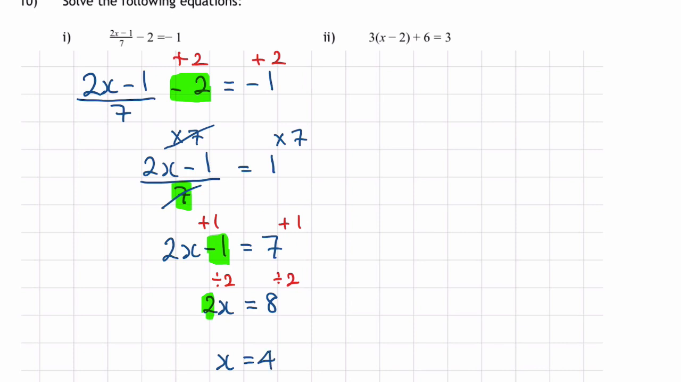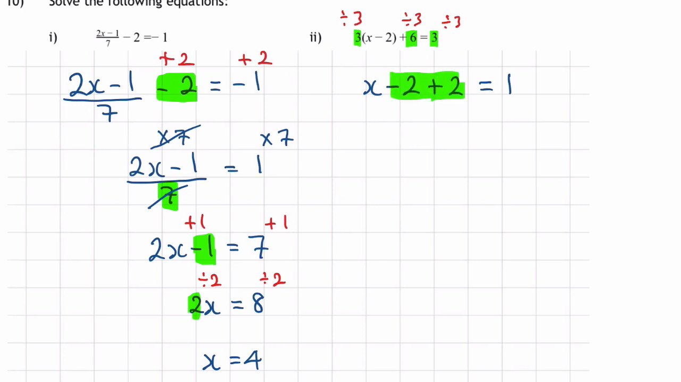Now on this next one, part 2, I've got 3 terms here, and I notice I've got a 3, a 6, and a 3. So the first thing I could do here is divide everything by 3. So divide this by 3, divide this by 3, and divide this by 3. Now when I do that, I will have x minus 2. The 6 divided by 3 is another 2, so that's plus 2, equals 3 divided by 3 is 1. Now the negative 2 and the positive 2 here, well, they're going to cancel. So what I'm left with is that x is equal to 1.